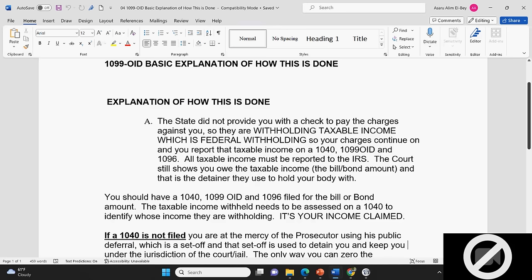So they are withholding taxable income, which is federal withholding. So your charges continue on and you report the taxable income on a 1040. And as we said, a 1040-ES if you have a job. If you're working for yourself, a self-employed entrepreneur, then a 1040-NR, a non-resident alien, would be used, along with a 1099 OID and a 1096. All taxable income must be reported to the IRS.